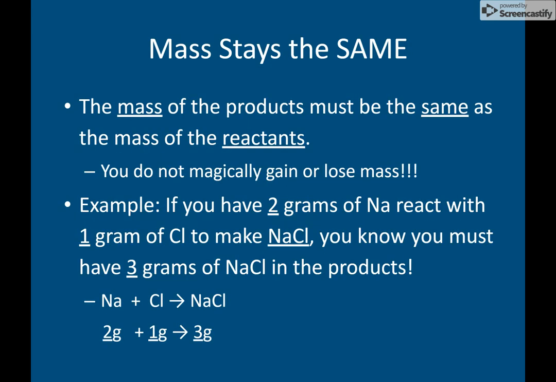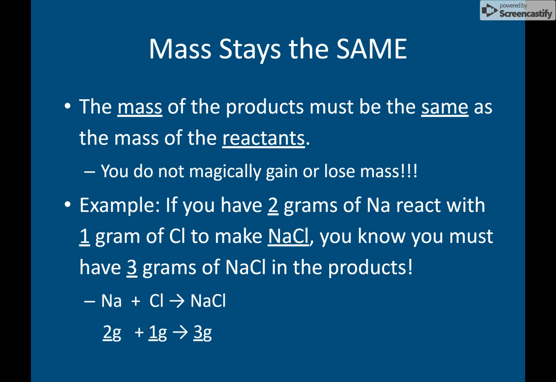Mass stays the same. This is also repetitive, but the mass of the products must be the same as the mass of the reactants. You are not going to magically gain or lose mass. Remember, the law states matter cannot be created or destroyed. So here's an example. You have 2 grams of sodium that reacts with 1 gram of chlorine to make NaCl. You know you must have 3 grams of sodium chloride in your products. It's simply doing math.